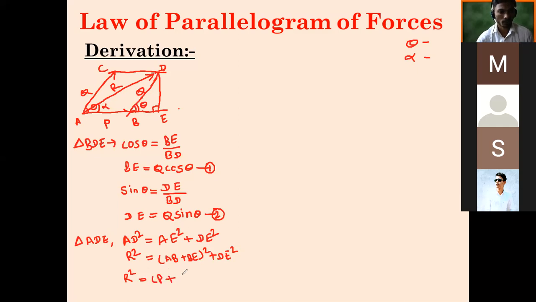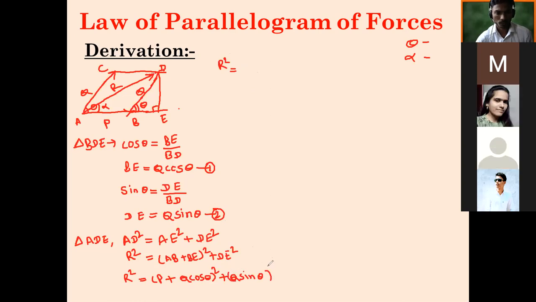From equation number 1, it is Q cos theta, square, plus what is the value of DE? Q sin theta, squared. So here I will write it at the top. We have to expand this now, nothing else. R square is equal to, Q square, sorry, the square remains as the square.